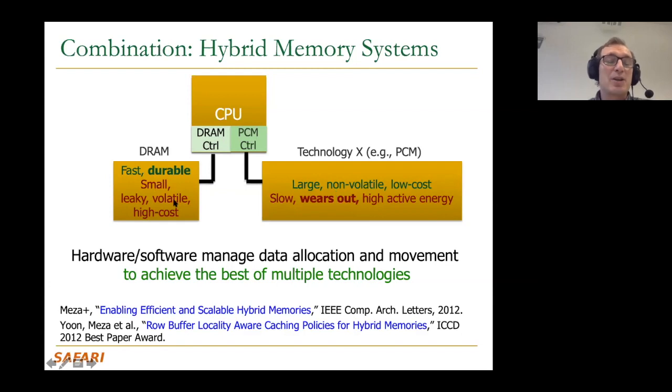Of course, this complicates the system, but if you can do it well, again, it's a cross-layer solution. How do you actually do this? I spent time on this yesterday, so I'm not going to spend more time right now until we get to the lecture where we talk about hybrid memory systems.